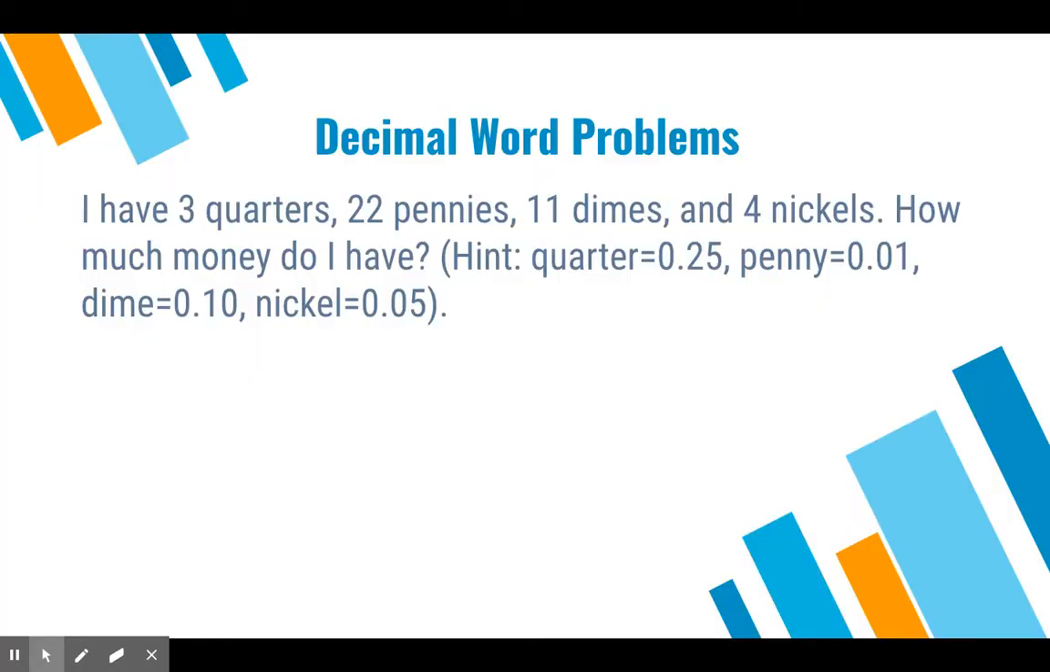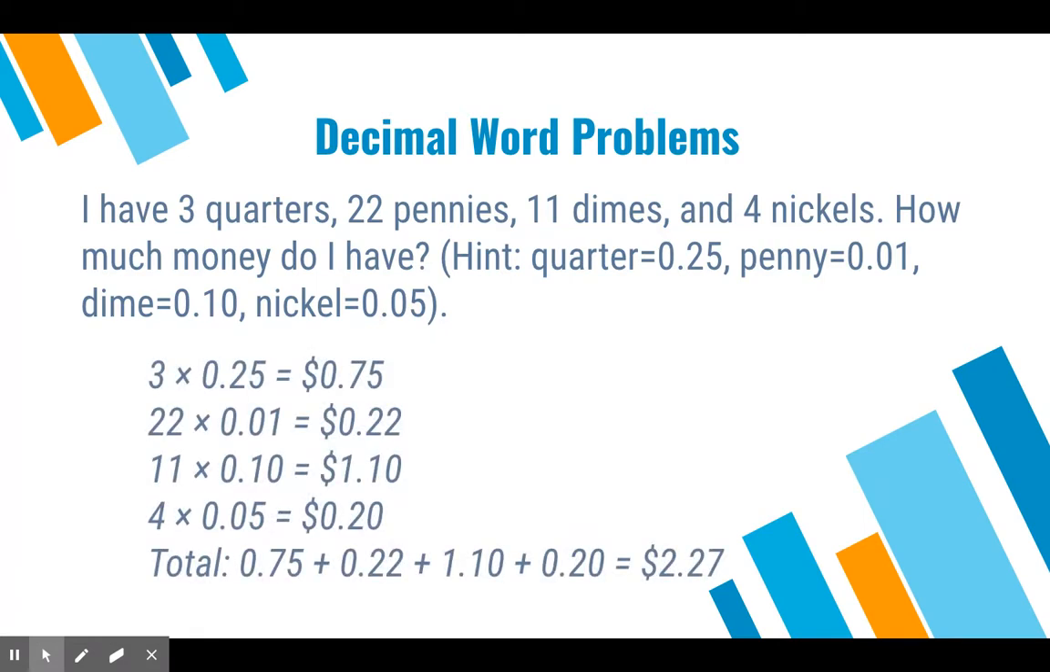I have 3 quarters, 22 pennies, 11 dimes, and 4 nickels. How much money do I have? Hint, if you aren't familiar with the American money system, a quarter is 25 cents, a penny is 1 cent, a dime is 10 cents, and a nickel is 5 cents. So you multiply each of the amounts by their unit amount. So 3 quarters, you multiply it by 25 cents. 22 pennies, multiply it by the cost per penny. 11 dimes, multiply it by the cost per dime. 4 nickels, multiply it by the cost per nickel. Add up the total, and you get $2.27.